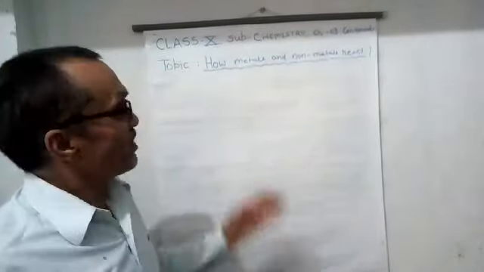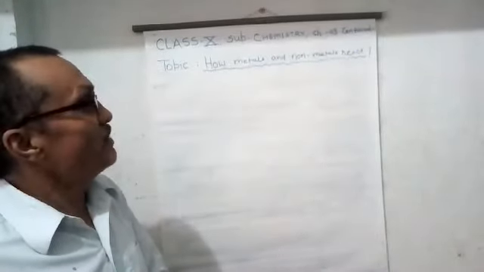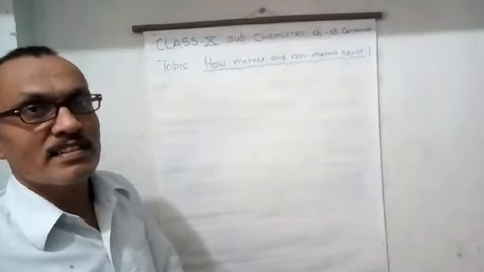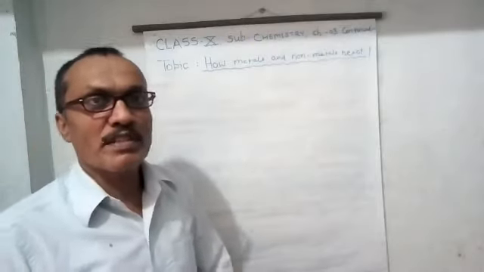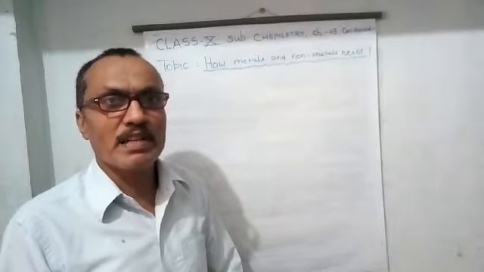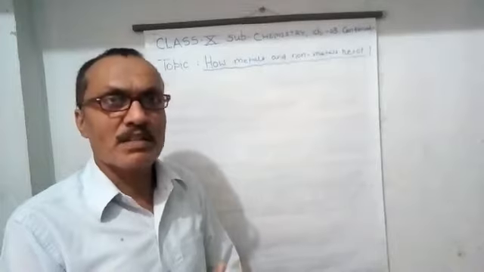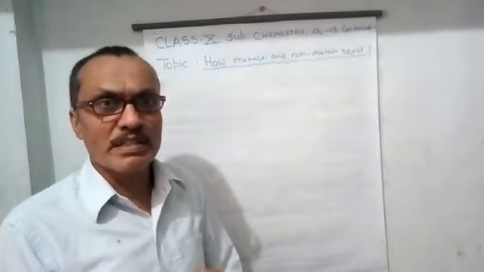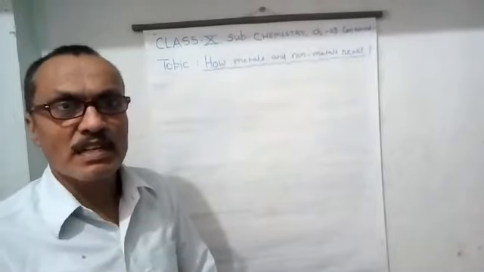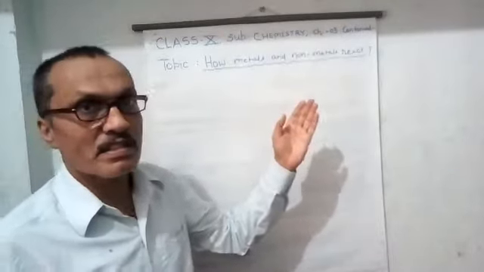Come to the point. The topic has already been written here, and the topic is how metals and non-metals react. So far, students, we studied the chemical properties of metals and non-metals, and in my last video I discussed amphoteric oxides. Today's topic is how metals and non-metals react.